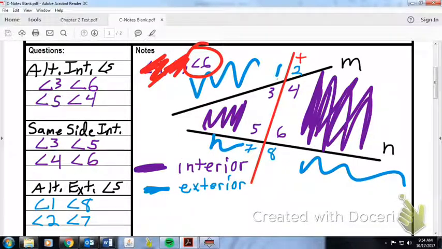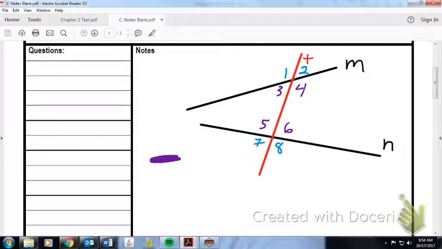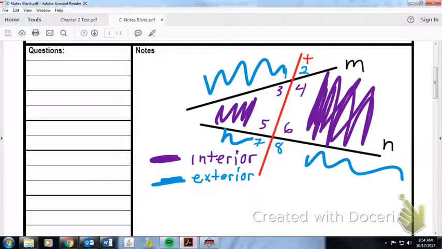Make sure you have all this down. Make sure you understand it. We're going to go into corresponding angles, which can get a little tricky. So what I would suggest you do is, after you make sure you have this down, go ahead and draw another set of these angles. And we'll go from there.